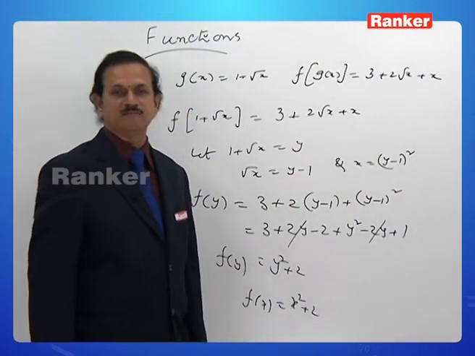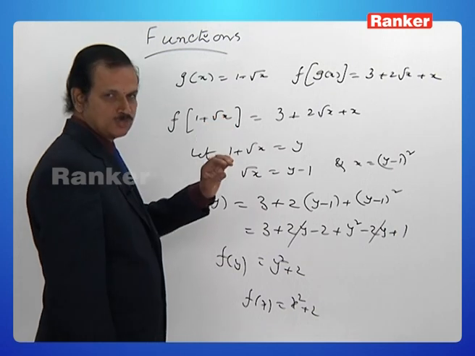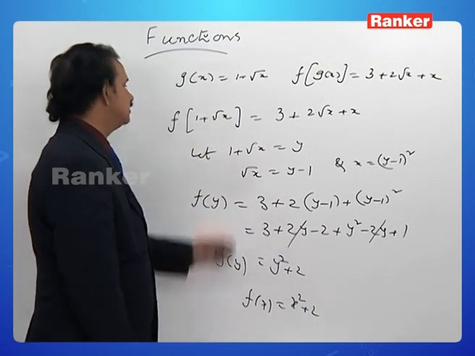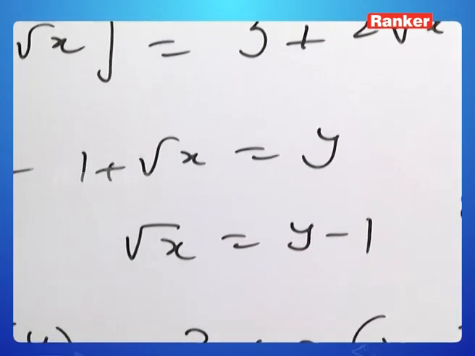And it is surely available in the given options. What is the right option? The second option is the right option. That is f of x is equal to x square plus 2. The only thing here that you have to notice to trace f of x is you replace 1 plus root x by some y. Thereby, you can imagine what f of x is.